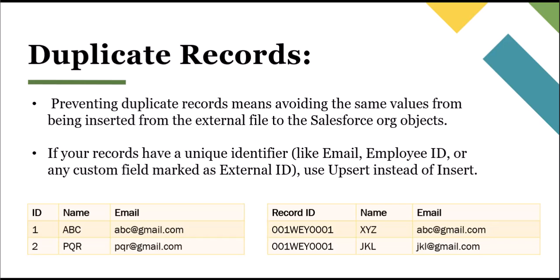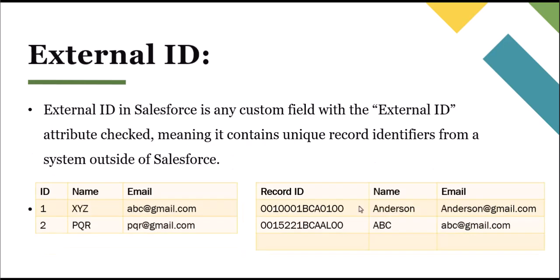Now moving ahead, we will understand what an external ID in Salesforce is. An external ID in Salesforce is any custom field with the external ID attribute checked, meaning it contains unique record identifiers from a system outside of Salesforce. That means whenever a user creates a new custom field on any Salesforce object, while creating the custom field there is one checkbox called External ID. If we check that checkbox, that particular field is an external ID in Salesforce.